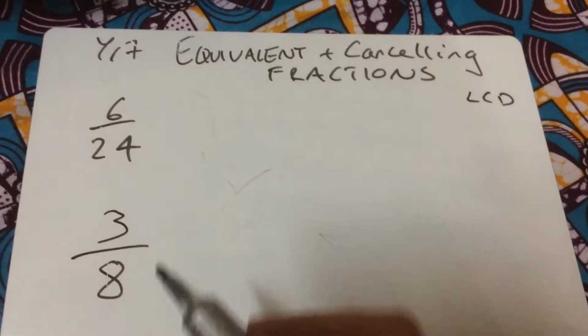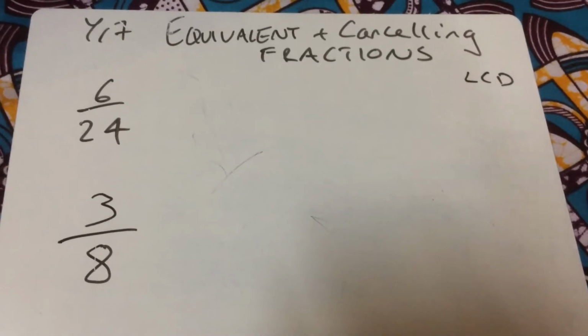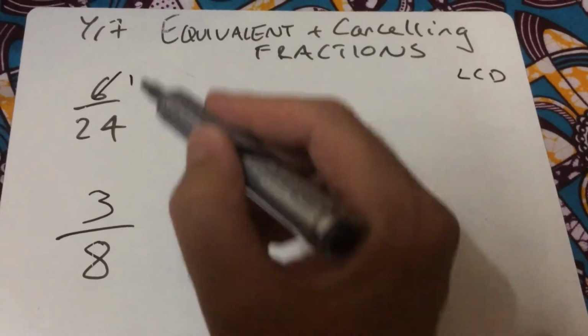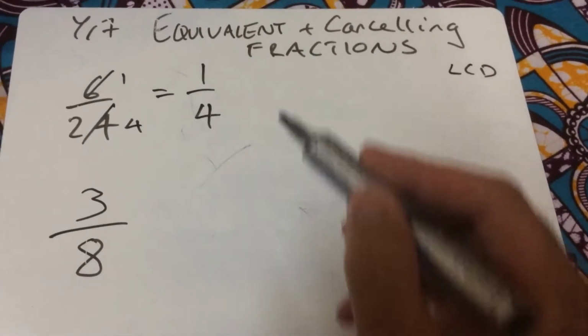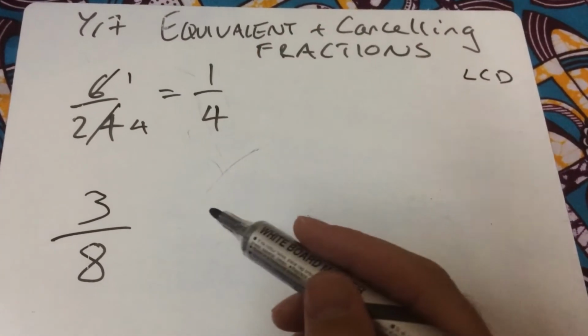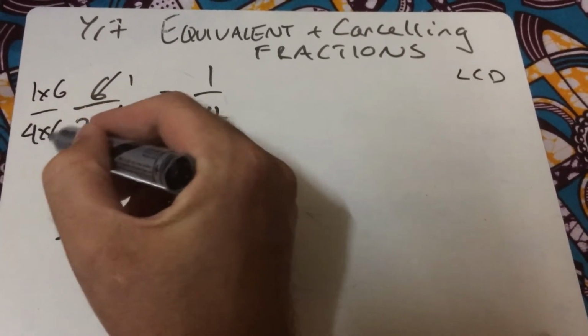Look at the first one, 6 over 24. We want to know how we could cancel that. So we look for common factors, and we know that there's 1 times 6 there and 4 times 6 there. So that is cancelled down to a quarter by cancelling the common factors, by knowing that it was 1 lot of 6 times 4 lots of 6.